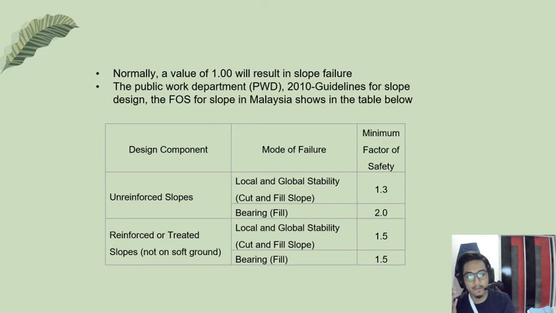Normally, a factor of safety value of 1.00 will result in slope failure. Referring to the Public Works Department PWD 2010 guideline for slope design, the FOS for slopes in Malaysia is shown in the table below. For the unreinforced slope, you can see here the local and global stability is 1.3 and bearing is 2.0, and for the reinforced or treated slope, the local and global stability is 1.5 and the bearing is also 1.5.